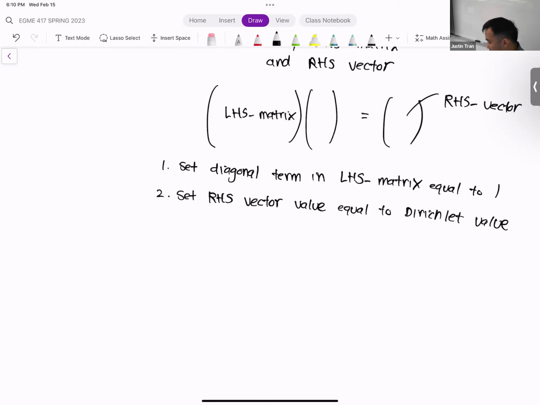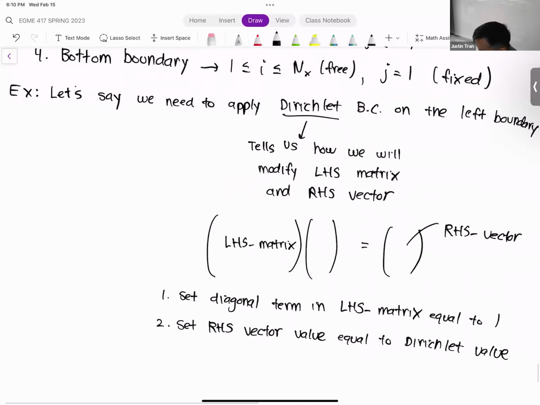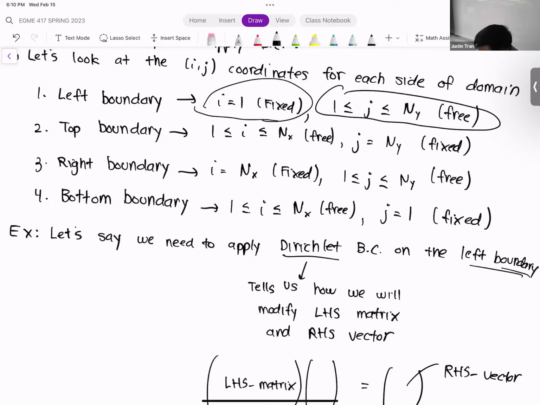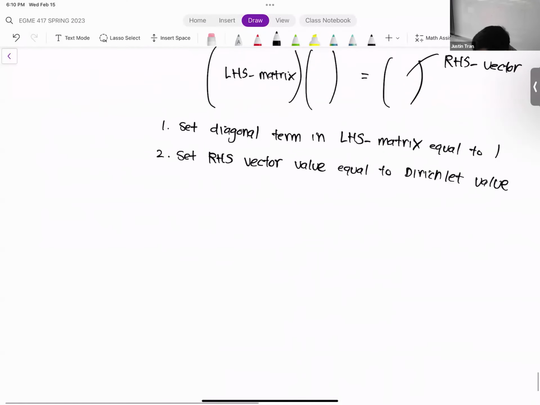So let's go ahead and write the code for this so you can see how this is going to shake out. And this is where we're going to bring in the information about which boundary we're on. From this example, we know we're on the left boundary. Looking at our sheet, for the left boundary the I value is fixed at 1, whereas the J value is free to vary from 1 to ny. So let's write a loop for that.